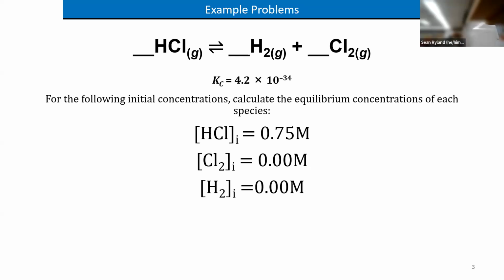So this problem says for the initial concentrations, calculate equilibrium concentrations of each species. So we have a couple things changing. Every time the HCl reacts, we're going to make a little bit of chlorine and a little bit of hydrogen, and we're going to lose some HCl, right? So anytime we have multiple concentrations or multiple numbers of moles changing at the same time with a balanced reaction, what's a tool we can use to keep track of everything at the same time? That's our ICE table, right? ICE stands for initial, change, and end, or equilibrium, either way.